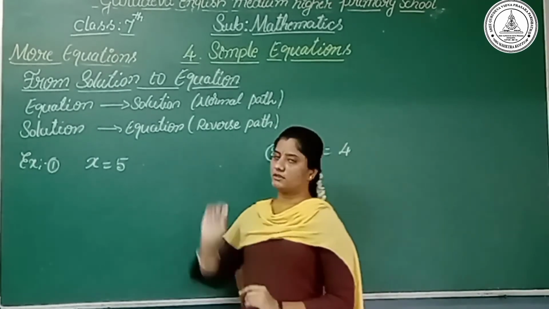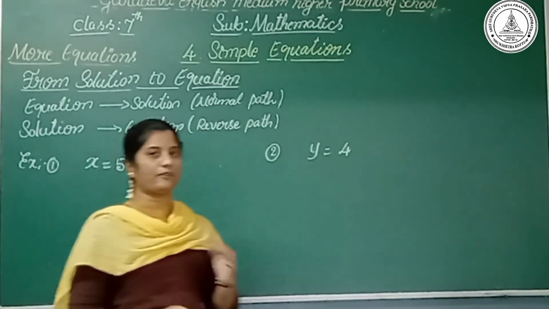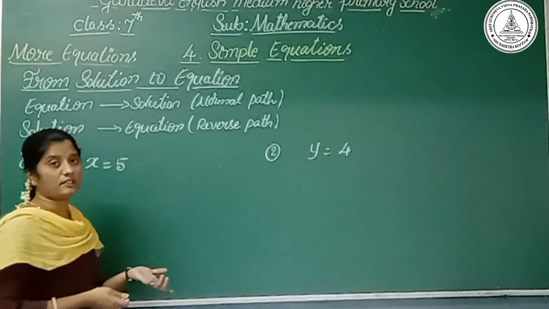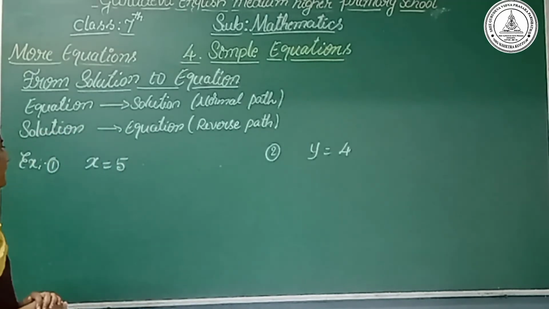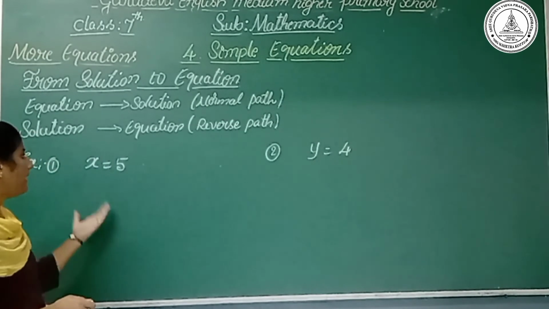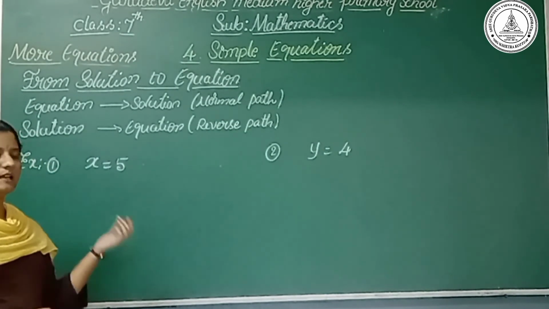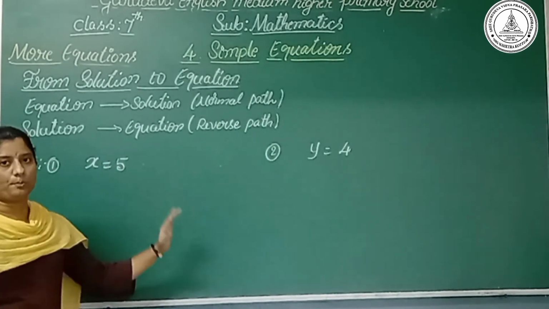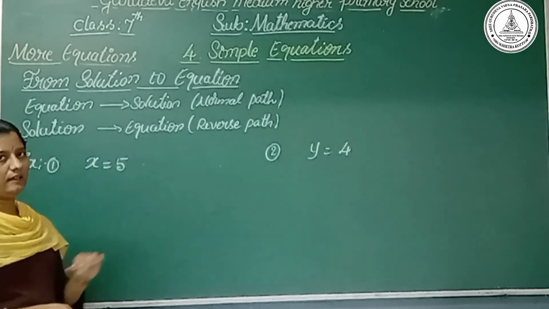So x equals 5 is the solution of one of the equations. Which is that equation? How do we make an equation by using the solution? In the first method, what we have learned is the separating the variable method. We just have to add, subtract, multiply and divide the same number on both sides. Then we will get the equation.